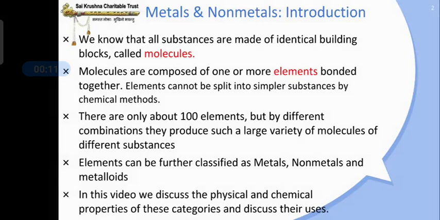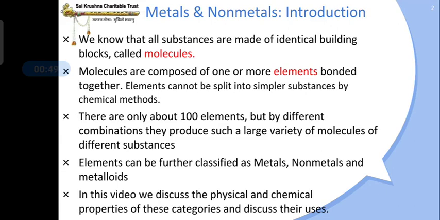So metals and non-metals. These are a few points as an introduction which you already know. We know that all substances are made of identical building blocks called molecules, and molecules are composed of one or more elements bonded together. Elements cannot be split into simpler substances by chemical methods. And the third point is there are only about 100 elements, but by different combinations they produce such a large variety of molecules of different substances.